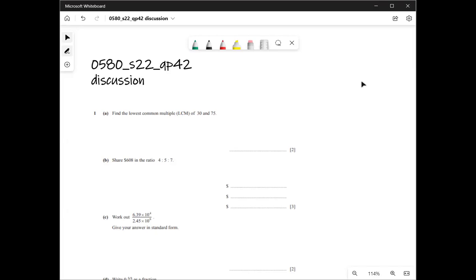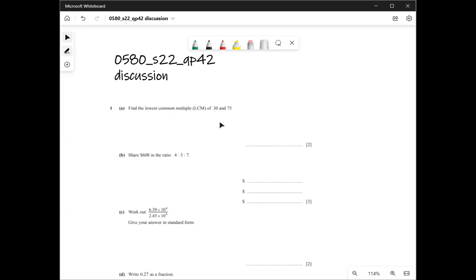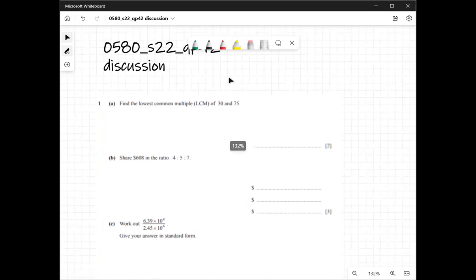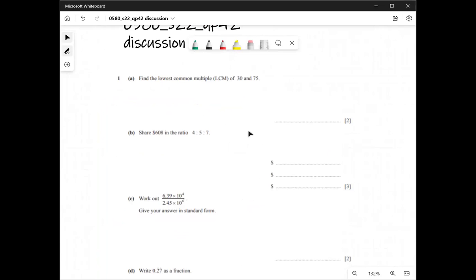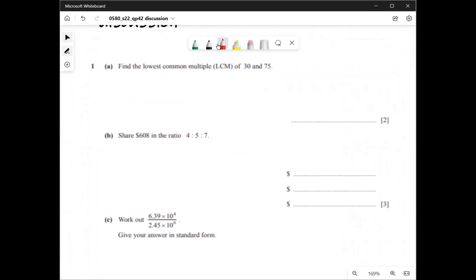We're studying IGCSE mathematics and we're discussing the May-June 2022 paper 42. Now, how do we start the first question? You have to find the LCM. How do I find the LCM? This is what you do.